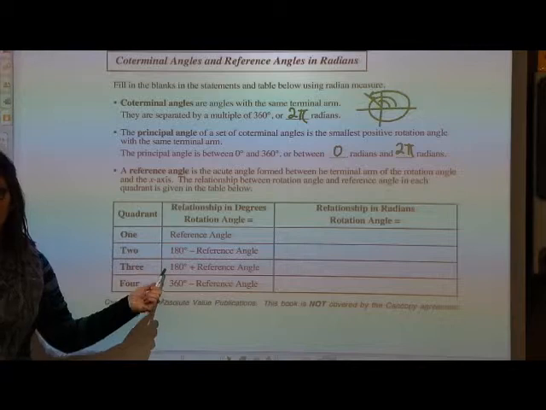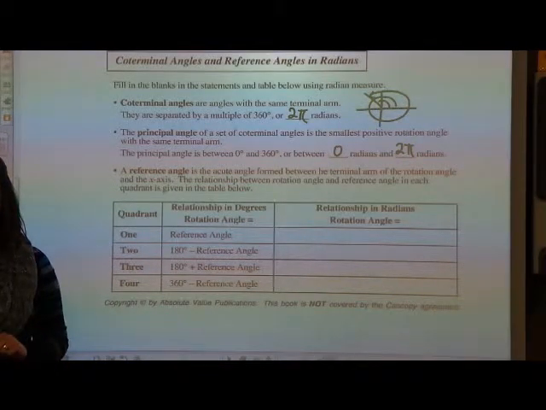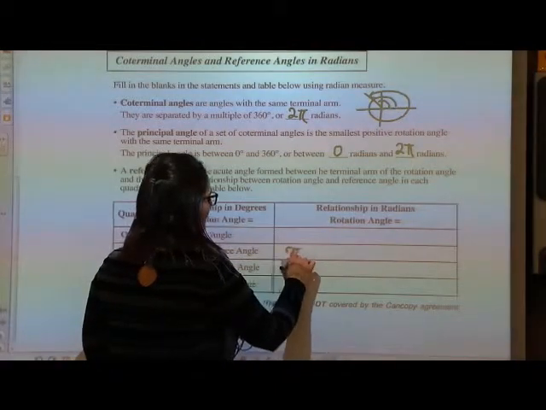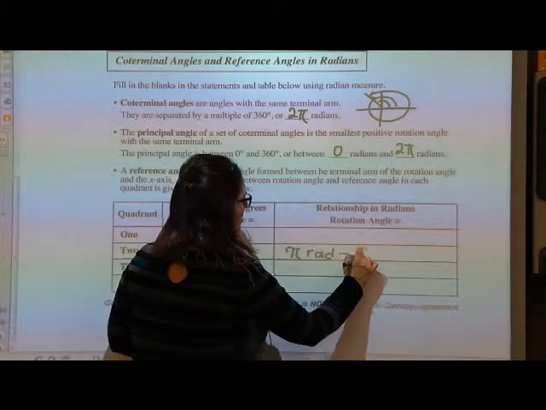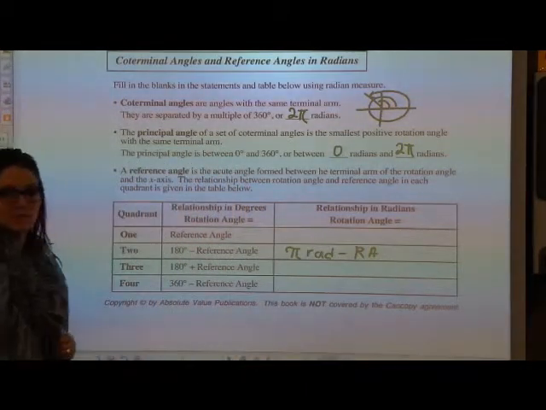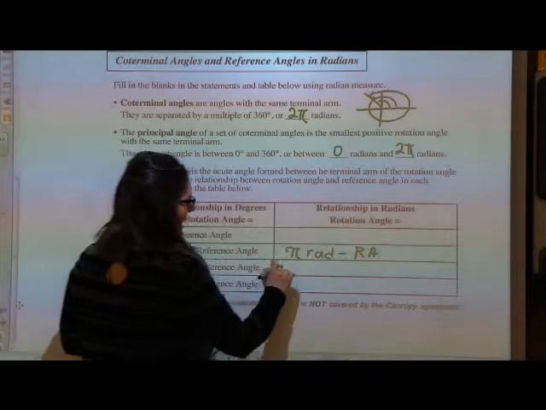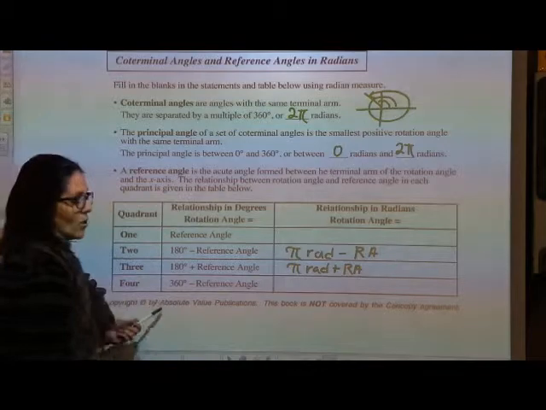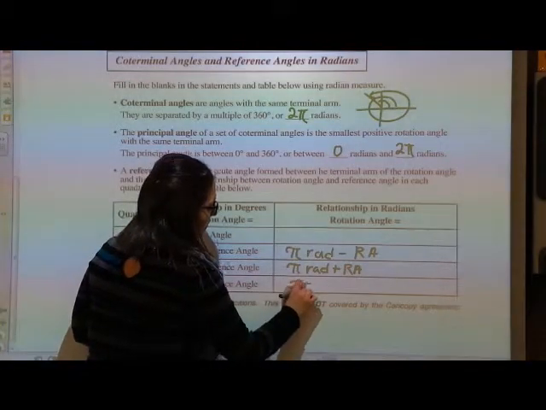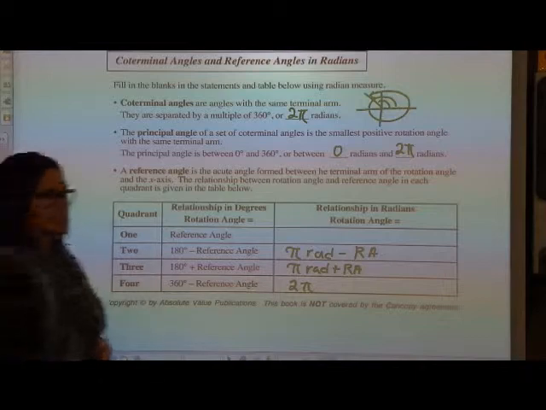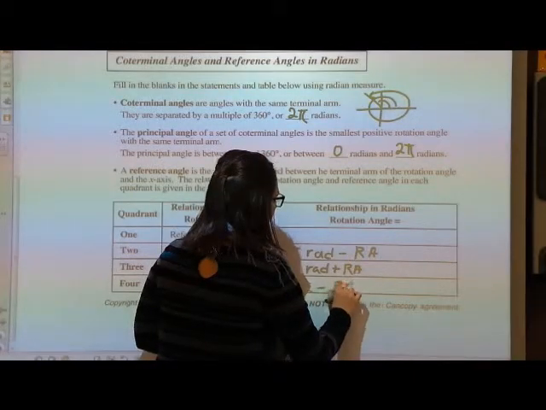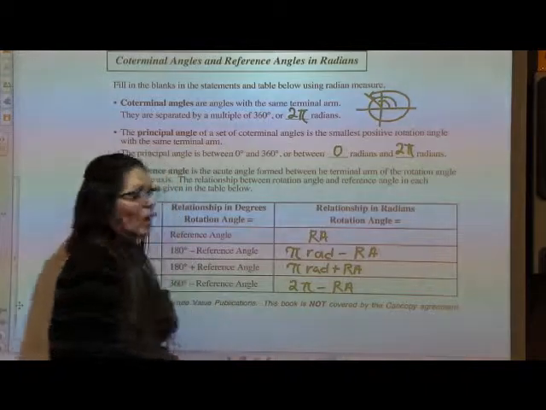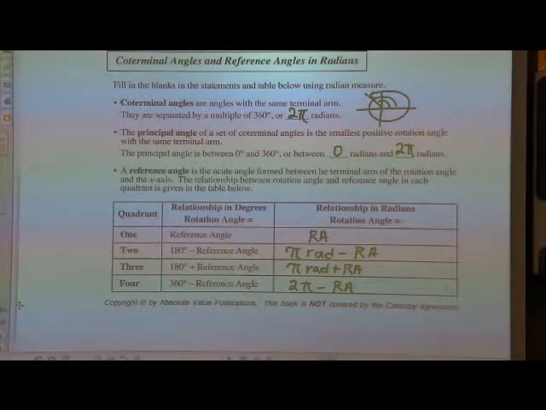So instead of 180 degrees, how many radians am I talking about? Pi. So this would be pi radians minus the reference angle. In quadrant 3, I'd have pi radians plus the reference angle. And then in quadrant 4, instead of 360, it would be 2 pi radians minus that reference angle. And quadrant 1 would be the same. Whatever the reference angle is, the rotational angle would be the exact same.